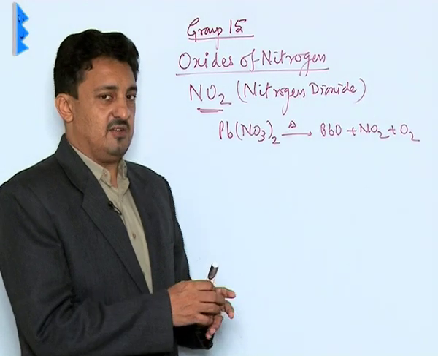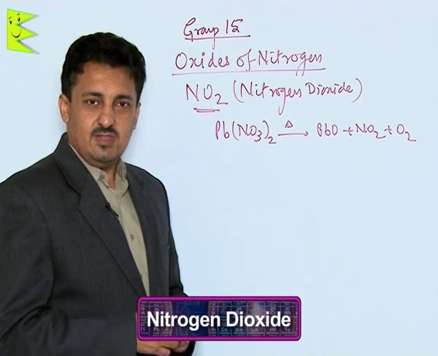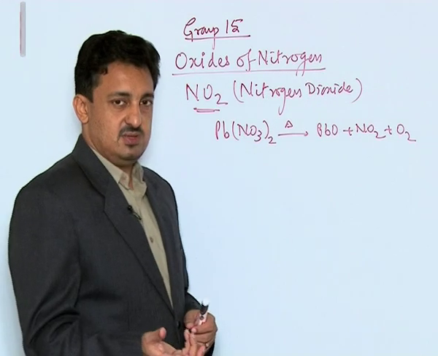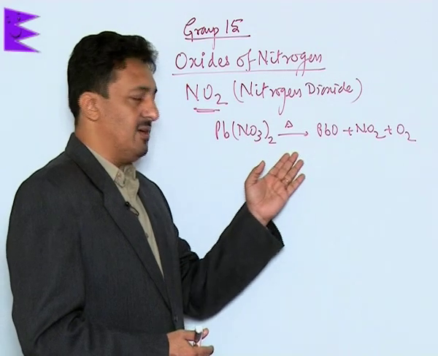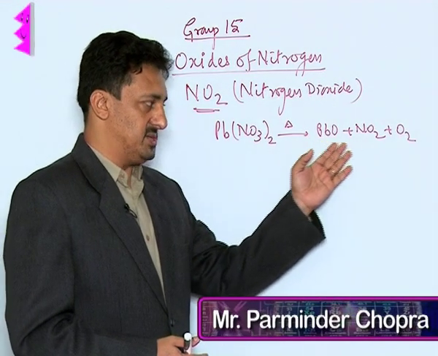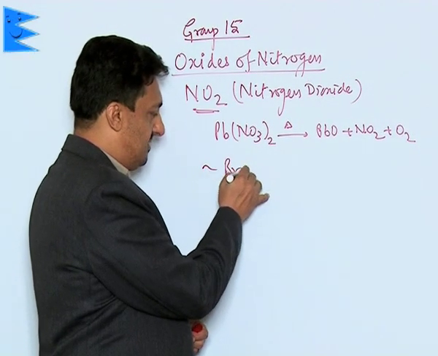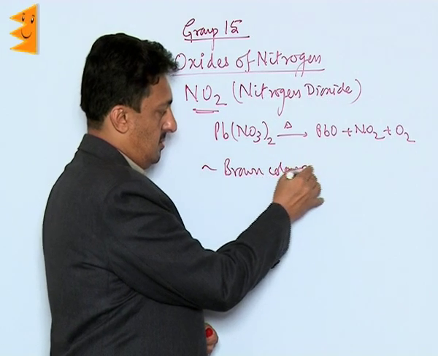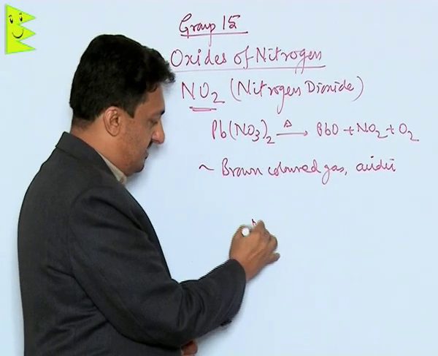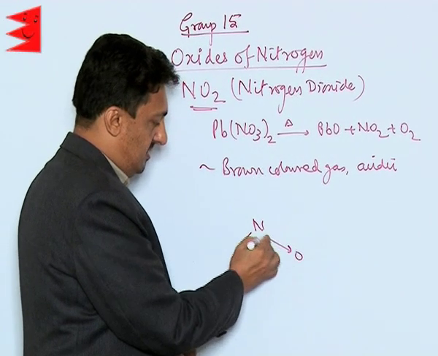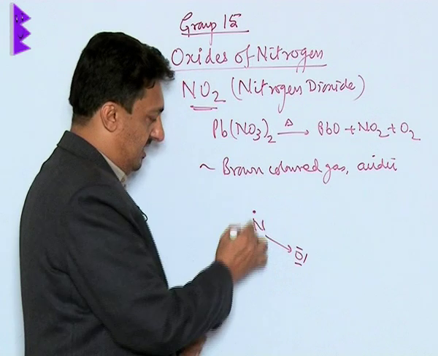Let us take the third oxide of nitrogen, NO2, called nitrogen dioxide. It is obtained by heating metal nitrates whose oxides exist, like lead nitrate, which when heated around 400 degrees Celsius decomposes to give you lead oxide and NO2. Nitrogen dioxide is a brown colored gas. It's an acidic compound, remember, and its structure is like this. Nitrogen forms a double bond with one oxygen, a dative bond with the other oxygen, and there is one odd electron here.